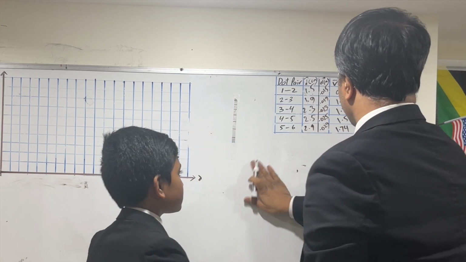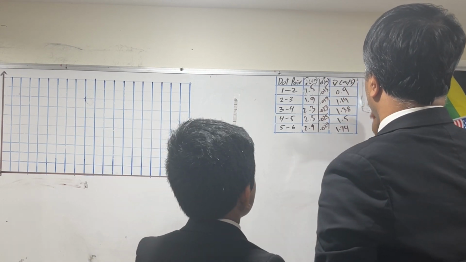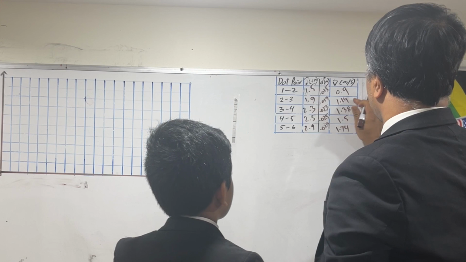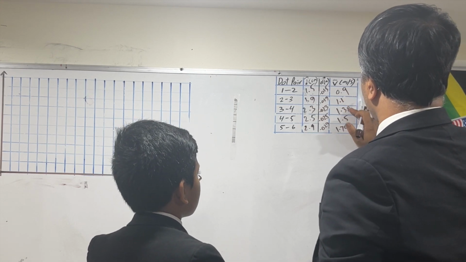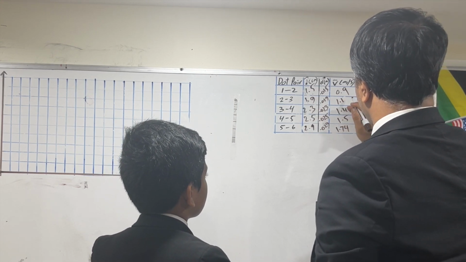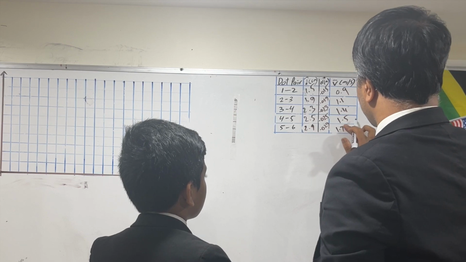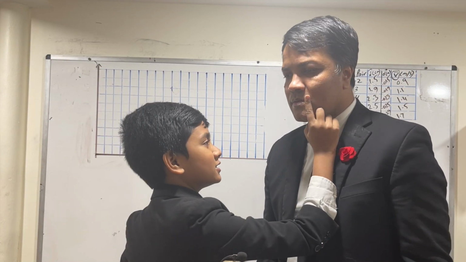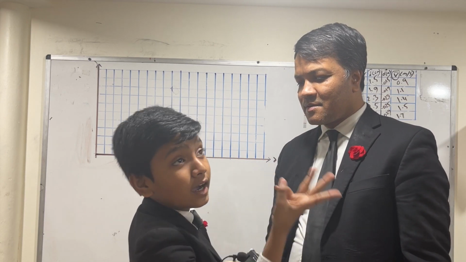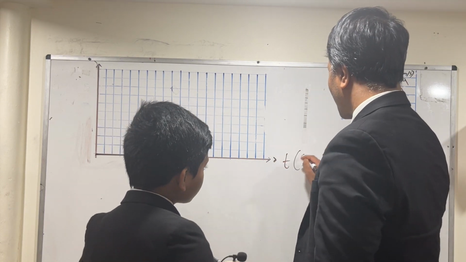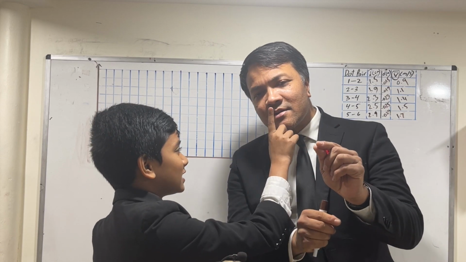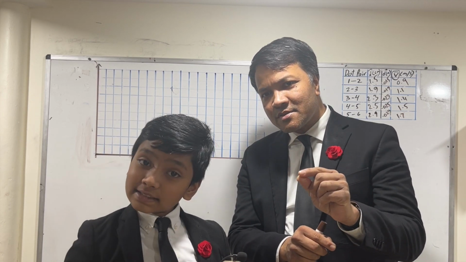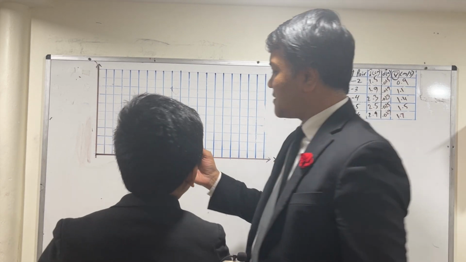So now here's what you're going to do. You're just going to take one decimal place. So this is 0.9, this is 1.1, this is 1.4, this is 1.5, and this is 1.7. The x-axis is time. And the y-axis is average velocity over the interval.